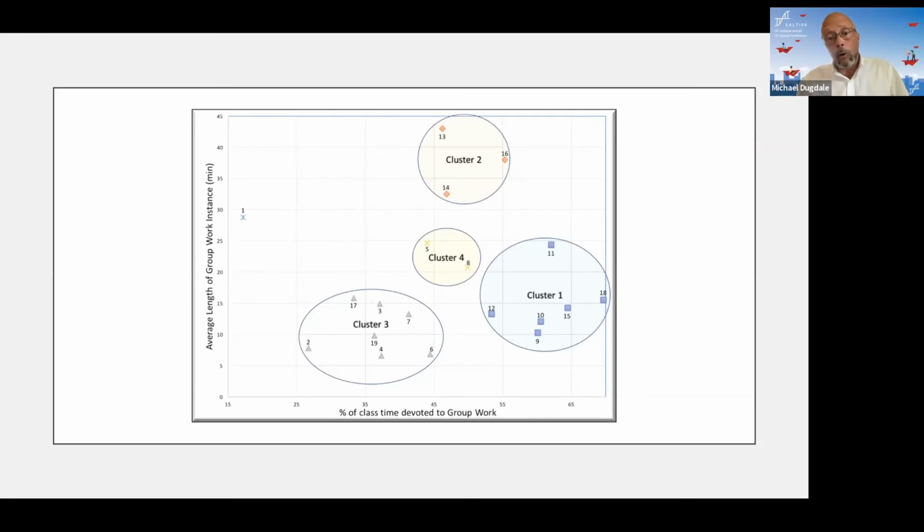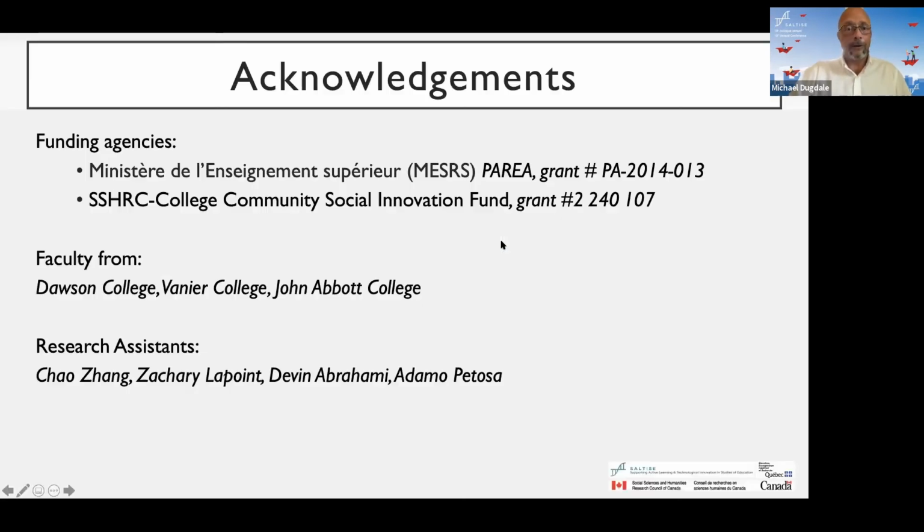Clusters 3 and 4 were teachers who are, for whatever reason, devoting a little bit less time to looking at the groups and examining their experience. We found that cluster 3 are teachers that seem to be in a transition towards either a cluster 1 or a cluster 2. Cluster 4 actually turned out to be a couple of teachers in one particular classroom that involved some particular difficulties, and they fell out a little bit of the cluster 1 to cluster 2.